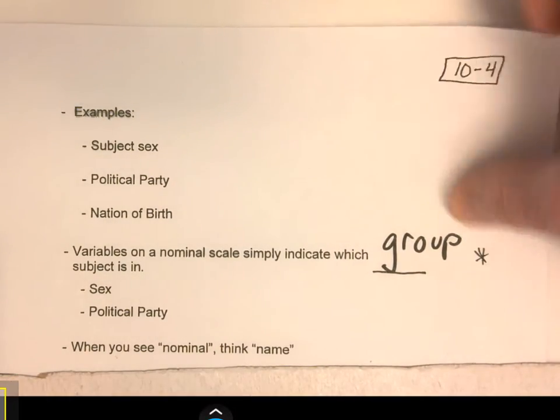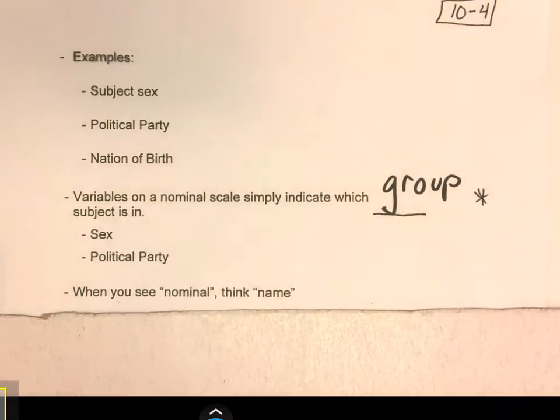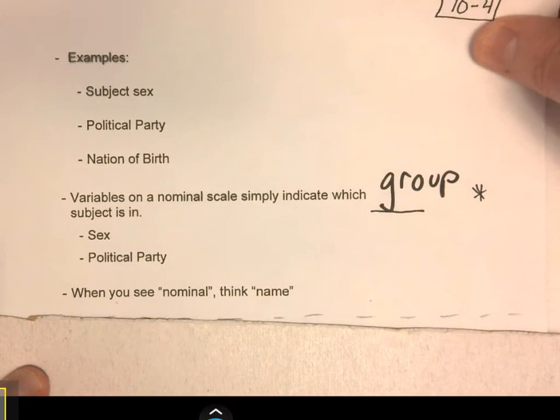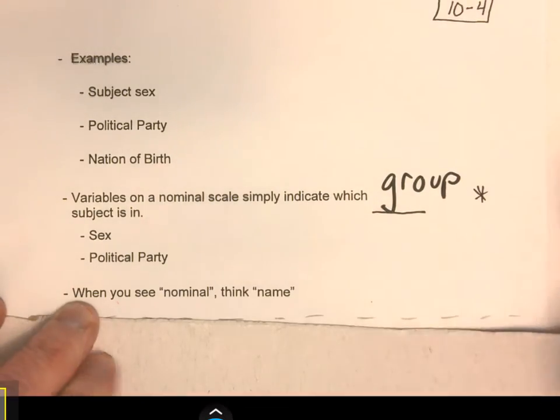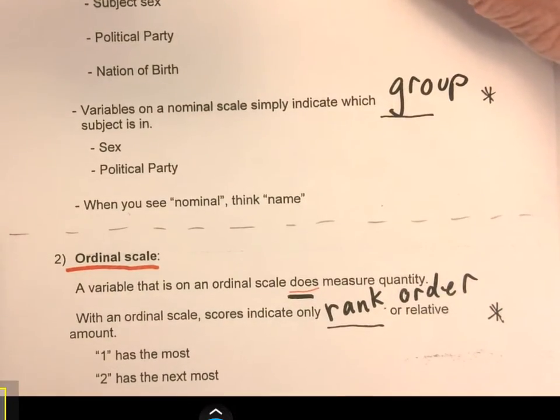Let's put this in writing. I mentioned it before, but let's go ahead and take a note on it. Variables that are on a nominal scale simply indicate which group the subject is in. When it comes to subject sex, are you in the male group? Are you in the female group? When it comes to political party, are you in the Democratic group? Are you in the Green Party group? And so forth. When you see the word nominal, think name. So, of our 4 scales of measurement, nominal is at the bottom. It provides us with the least information. Let's move up one level to a scale of measurement that provides us with a little bit more information.